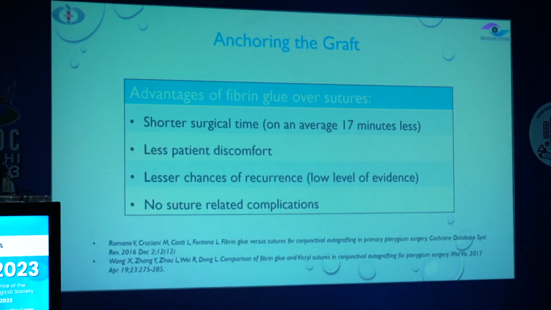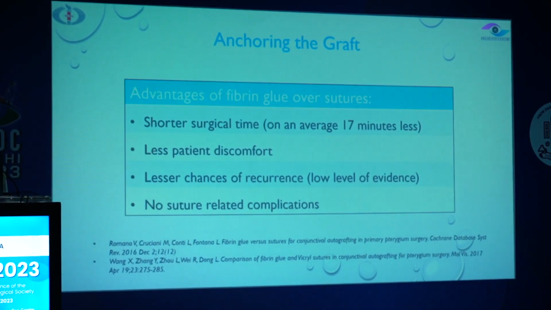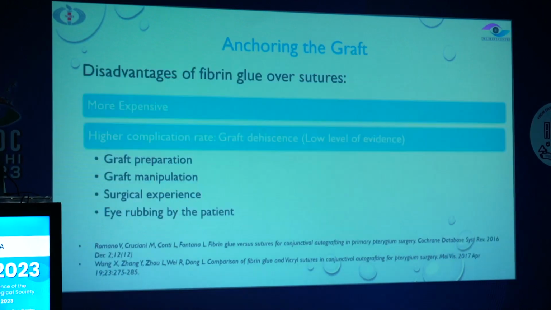So let's talk about advantages of fibrin glue over sutures. This is a Cochrane review which looked at the data including 14 RCTs, and the surgical time on average was found to be 17 minutes less when fibrin glue was used. Surgical time becomes more important when we are dealing with a double-headed pterygium or when we are doing a combined cataract plus pterygium surgery. The patient is more comfortable, and there is no level of evidence to suggest that there might be lesser chances of recurrence with fibrin glue.